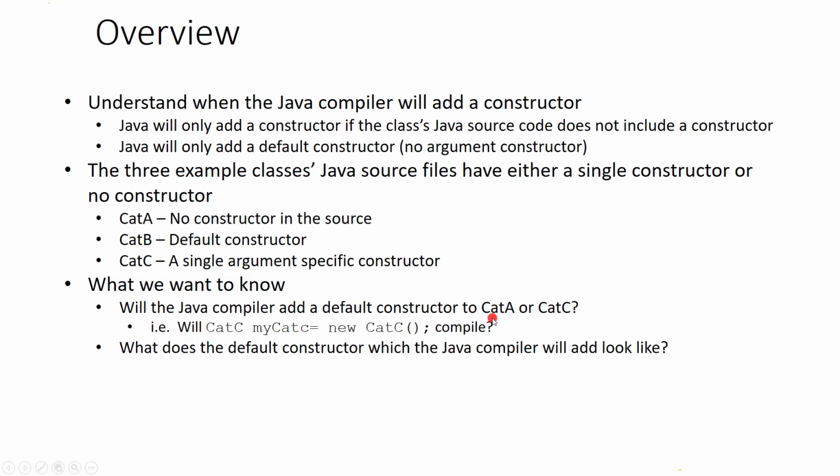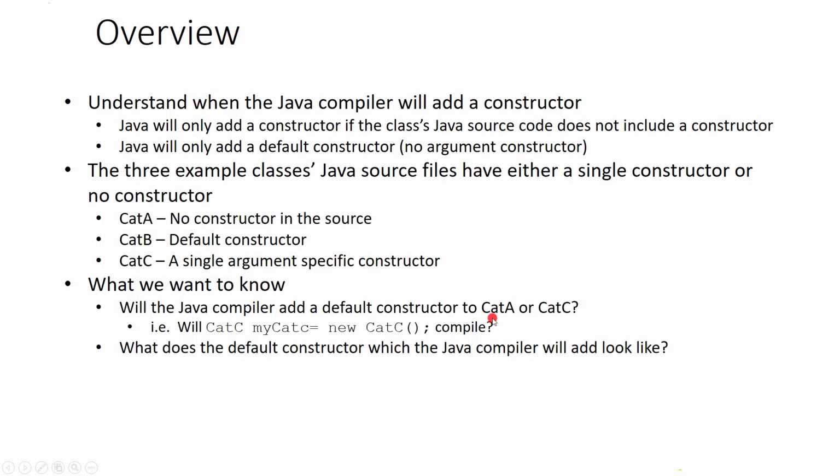To better understand these rules, we're going to look at three example classes. They're very simple classes that either have a single constructor or no constructor, and we've named them Cat A, Cat B, and Cat C. Cat A has no constructor in the source, Cat B has the default constructor, and Cat C has a single argument specific constructor.